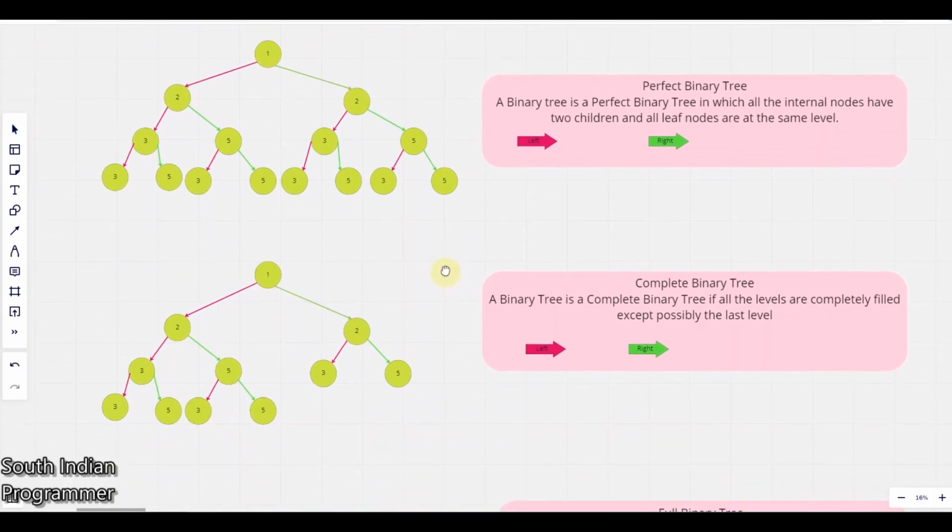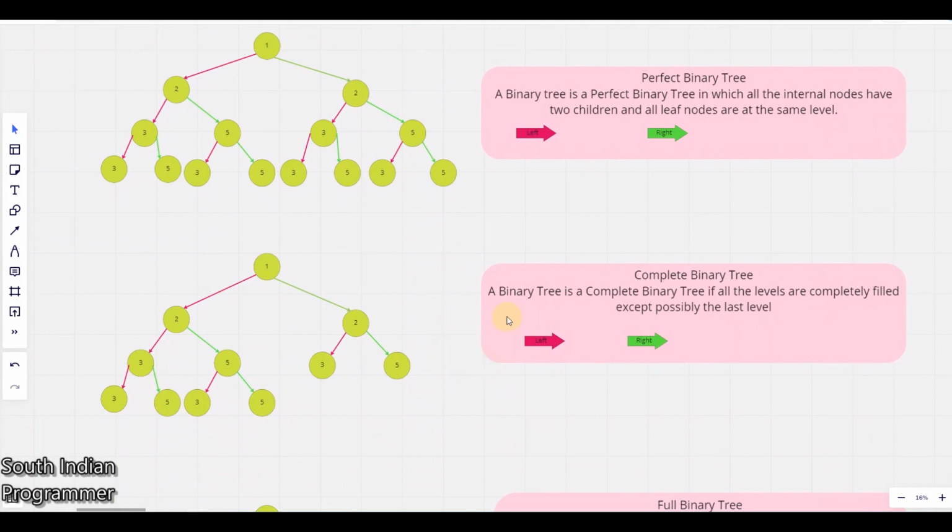So the next one is the complete binary tree. Formally we can state a binary tree is a complete binary tree if all the levels are completely filled except possibly the last level. In this tree you can see the last level has some nodes yet to be filled. So you can say this is a complete binary tree because only the last level is not filled, but the internal levels are filled. That's the reason it's complete.